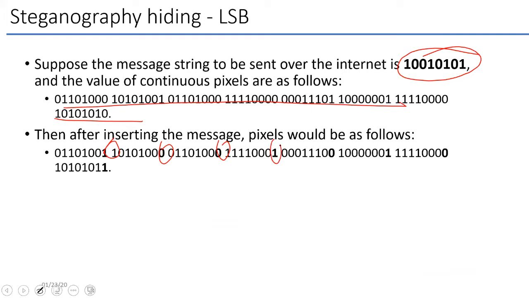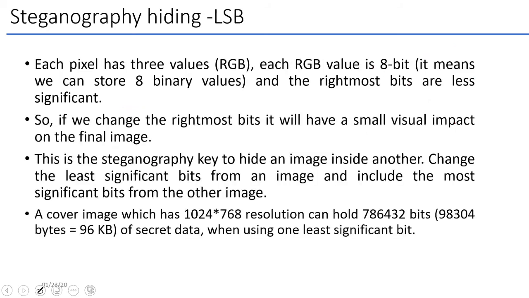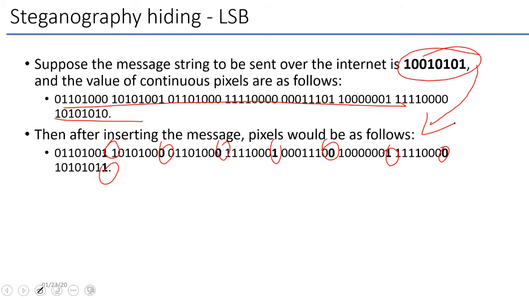If you see the bold ones, whatever I am trying to embed will be here: 10010101. So this is called the least significant bit steganography algorithm. This has already been introduced. I'm just explaining it for us to understand better when I propose my model.